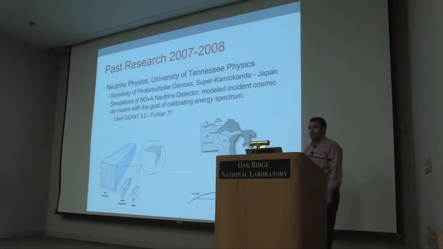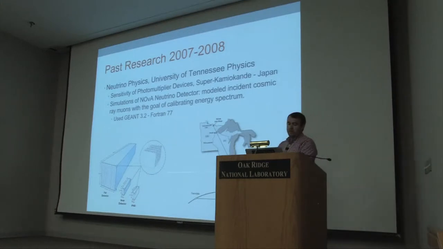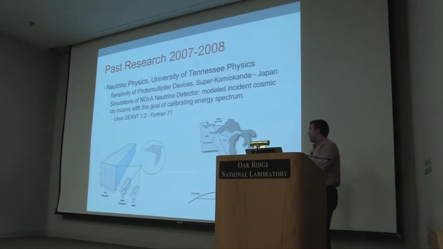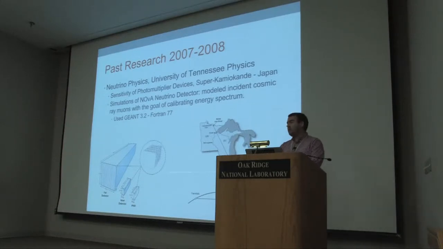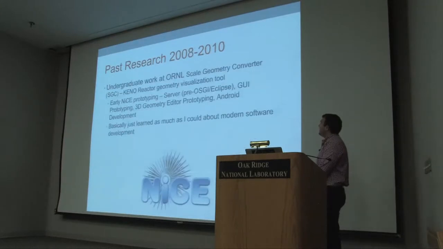Then I moved on to doing simulations of a new neutrino detector that was being built up in Minnesota, this NOVA neutrino detector. This is where I got started in the computational physics realm, modeling and simulation. We used GEANT 3.2, a particle physics code from CERN, based on Fortran 77. This is where I learned Fortran for the first time. It's pretty hard for a sophomore at the time. But that was my first couple years at University of Tennessee.